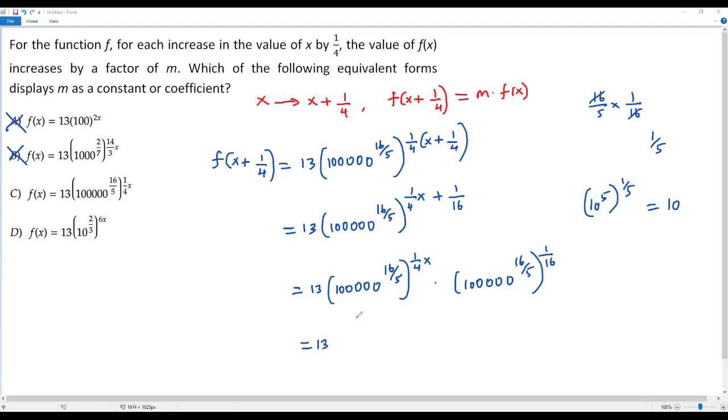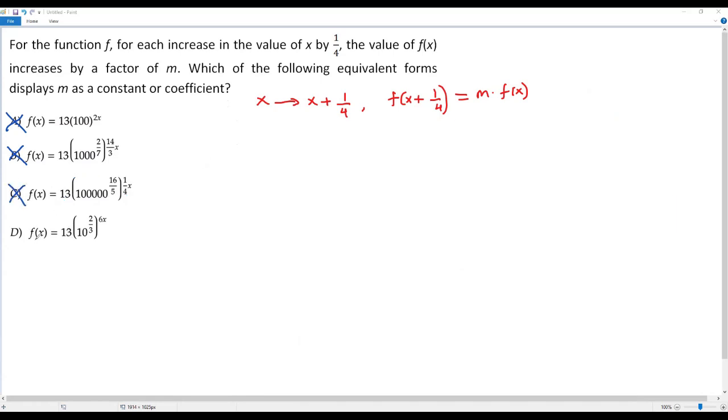Now let me write the rest of the stuff as it is. It is 13 times 100,000 to the power of 16 over 5 to the power of 1/4 of x. Already we got the value of this one as 10. We have this stuff for f of x in answer choice C. So here when I increase the value of x by 1/4, f of x increases by a factor of 10. Actually, this is the value of m, and I don't see this value 10 either as a constant or coefficient over here. So answer choice C is incorrect.